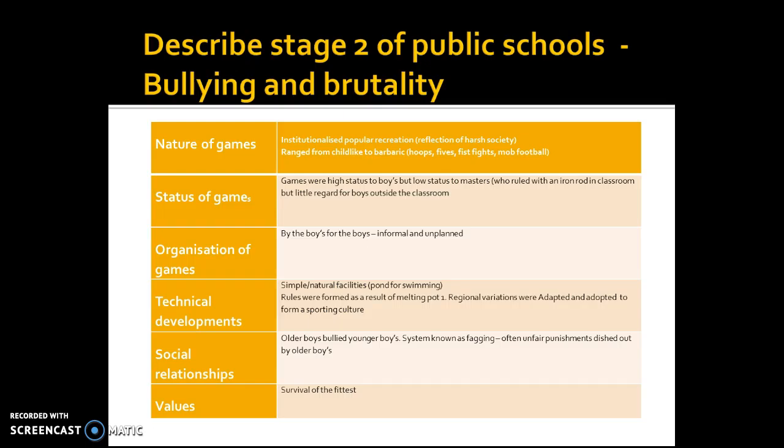A system known as fagging, which was often unfair punishment and bullying dished out by the older boys to the younger boys. This led to the key value of stage 1 of public schools, which is the survival of the fittest. The fittest survived, the biggest survived, the oldest survived. The young boys had some kind of torturous treatment given out, as you'll have seen in Tom Brown's School Days.